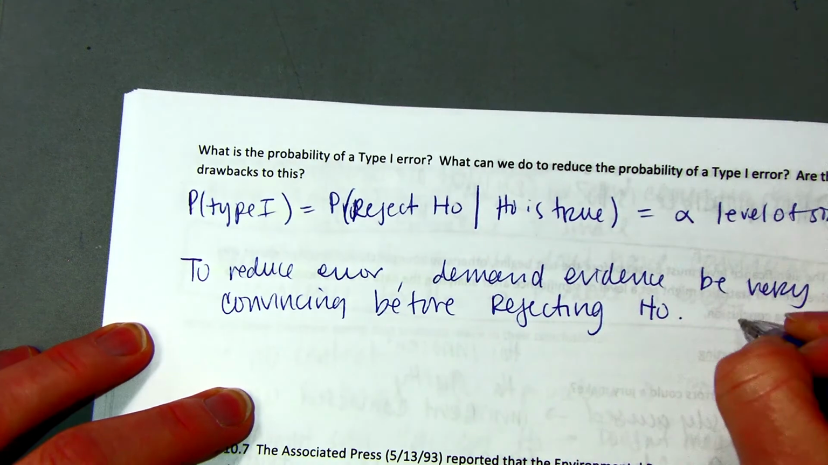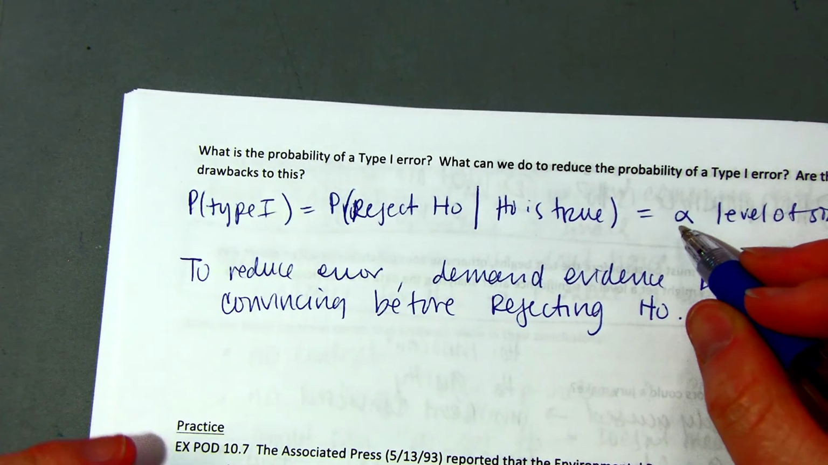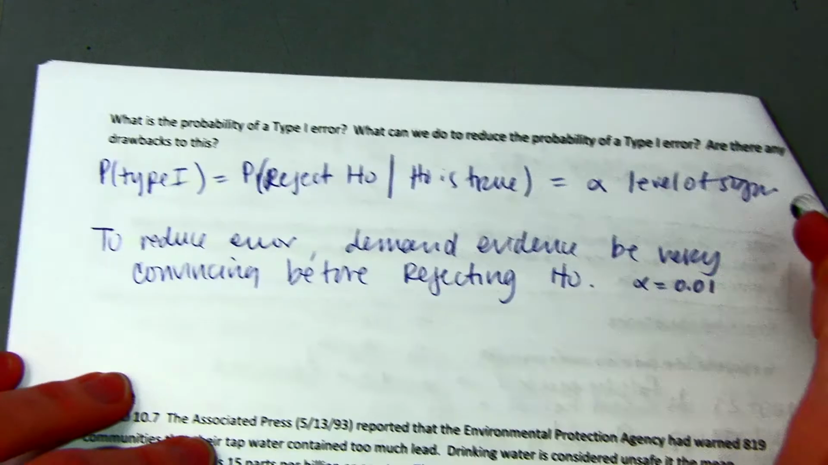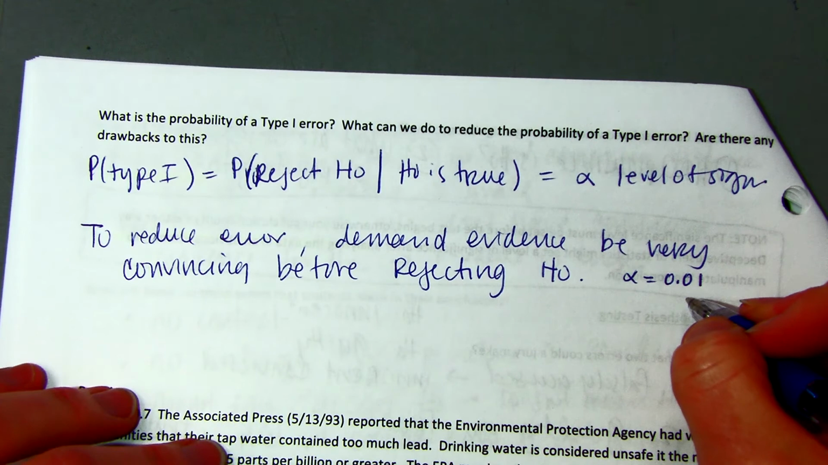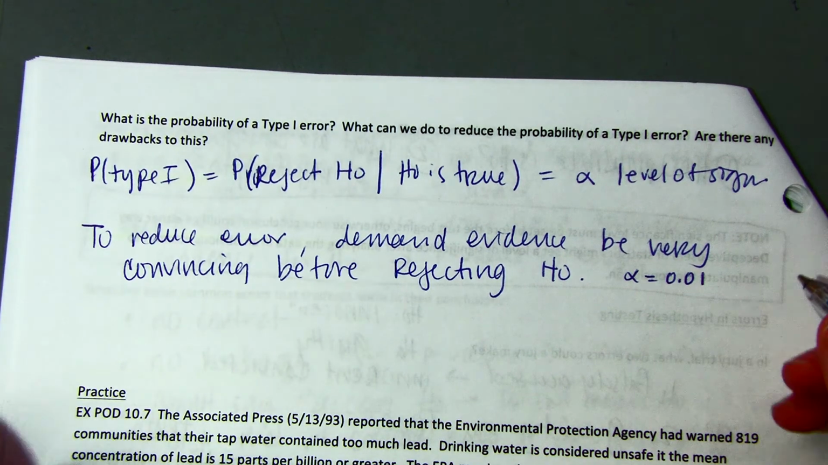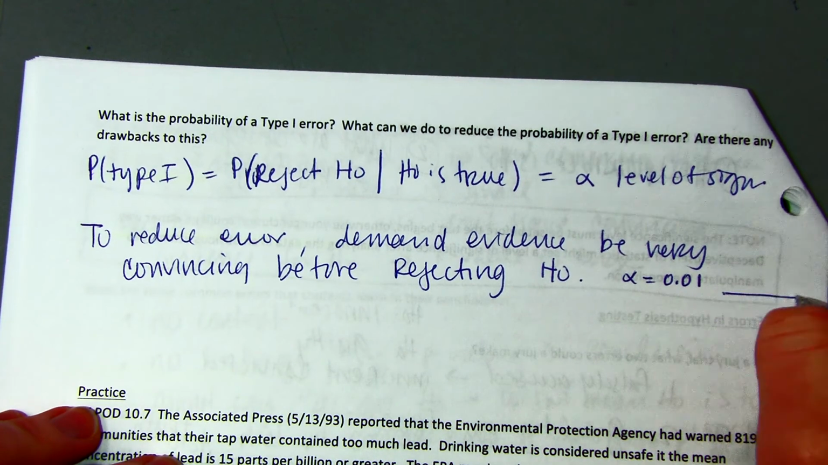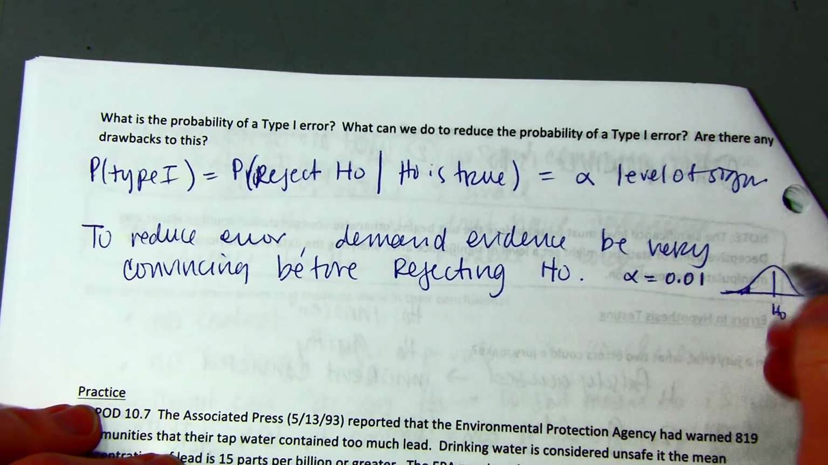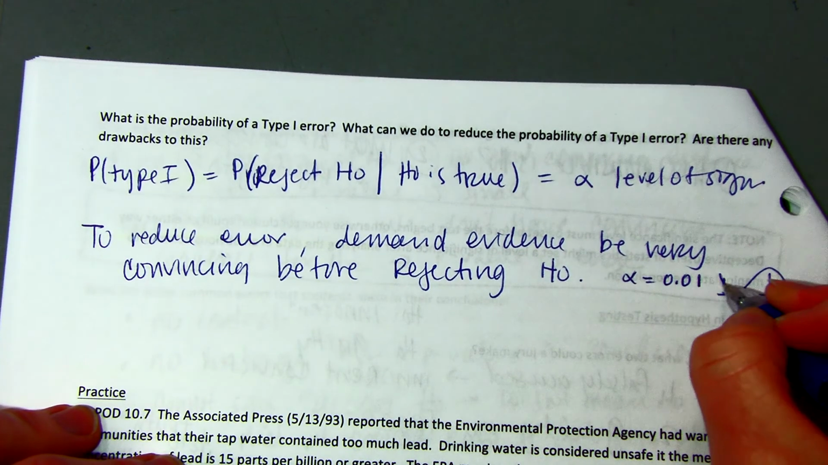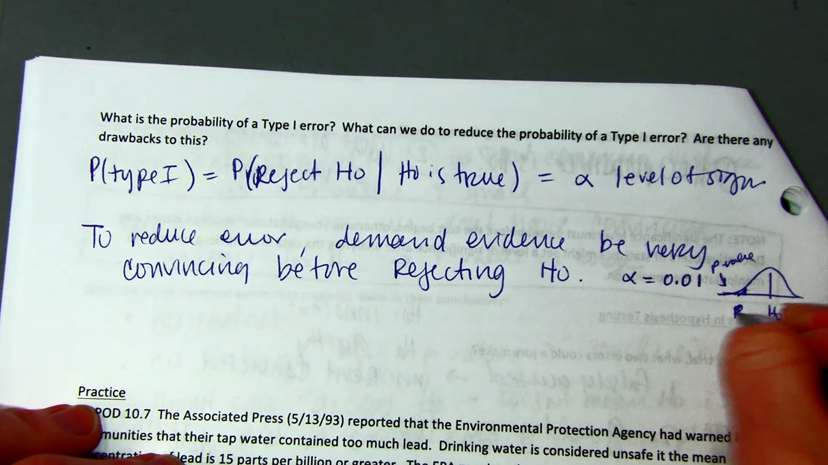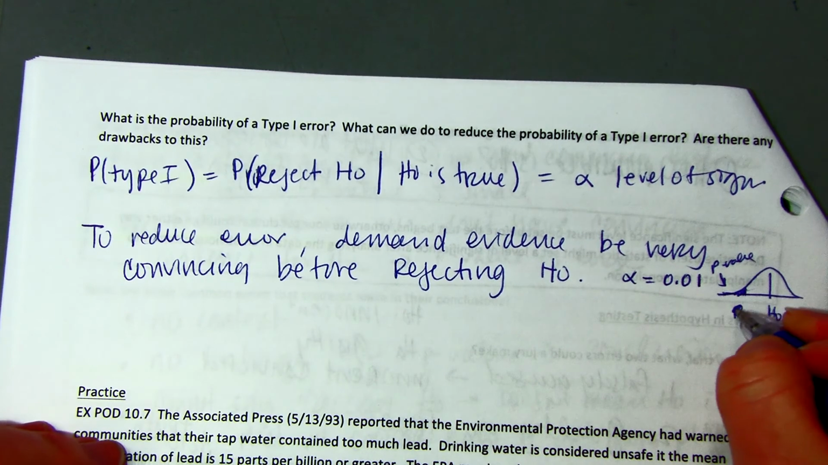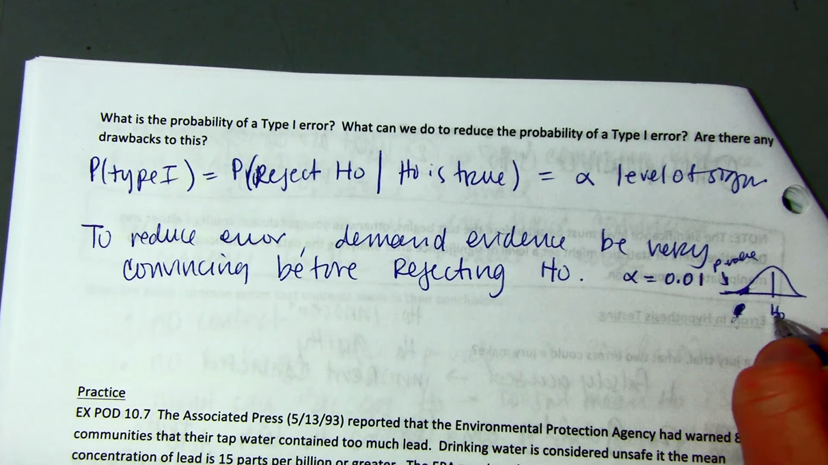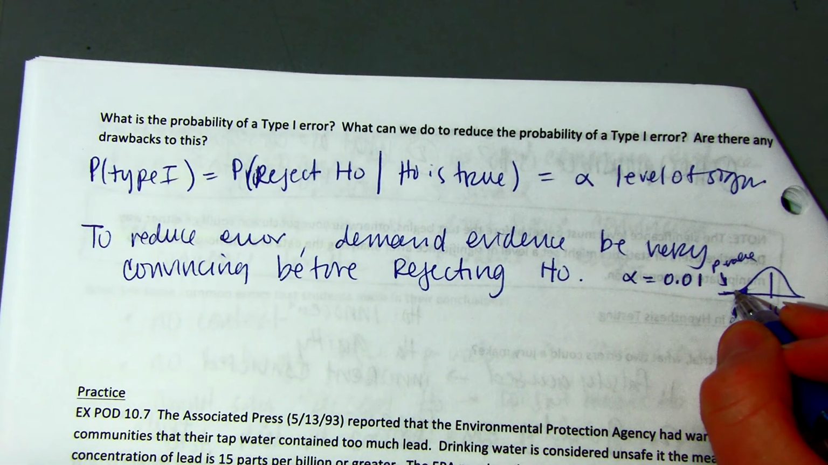So that means we make it a small value. So we make it be 0.01. And so that means that my p-value has to be smaller than that. So that means my evidence has to be really, really convincing in order for me to reject the null. It has to be super duper far away. If this is the null hypothesis and here's my p-value, I want it to be really, really small. I want my statistic to be far, far, far away from the null hypothesis so that I'm going to make sure to reject it.